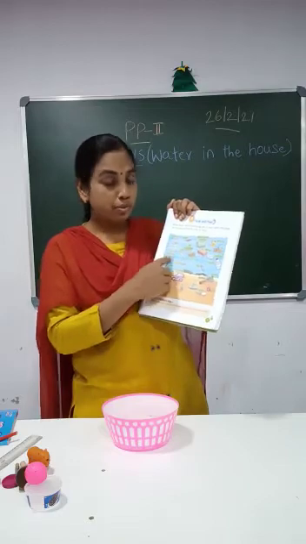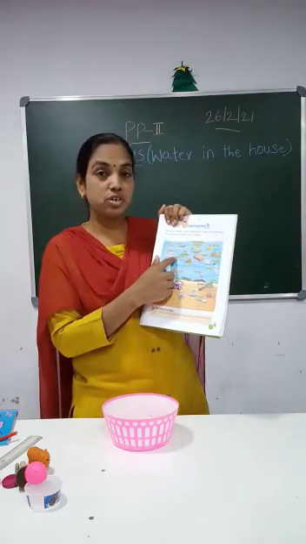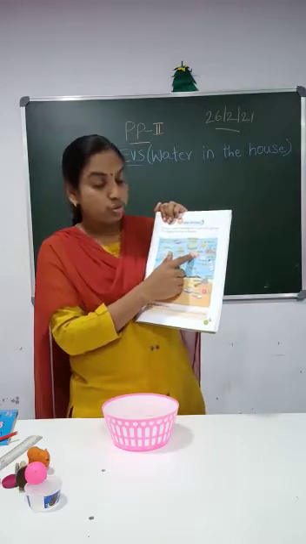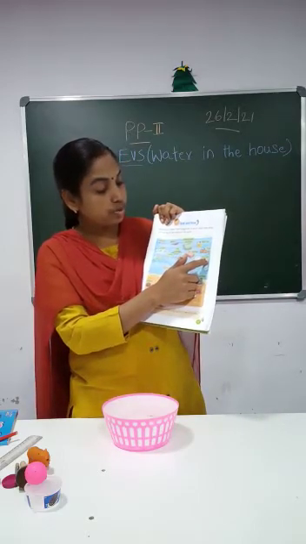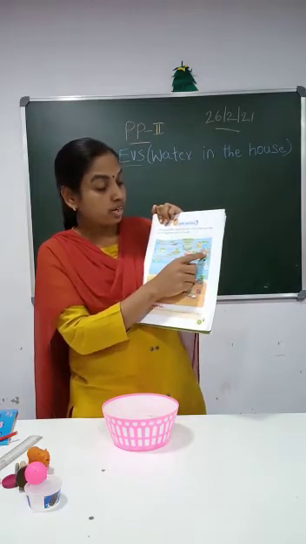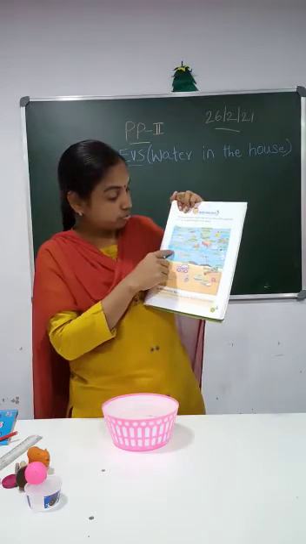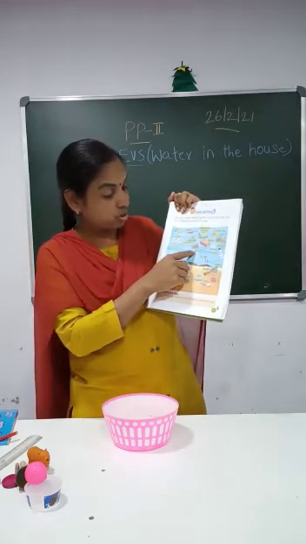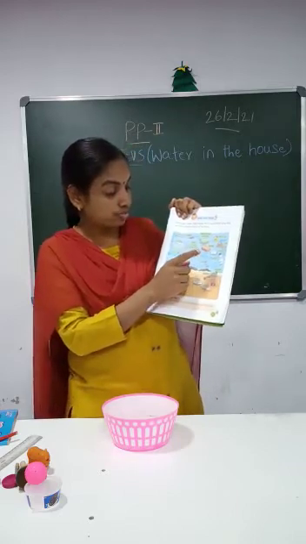Paper also will float in the water. Leaf also will float. Then straw also will float. Sponge also will float in the water. Ice cubes also will float. And this log also will float. Cork, the bottle's cork, that one also will float in the water.